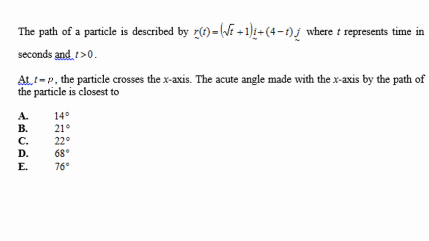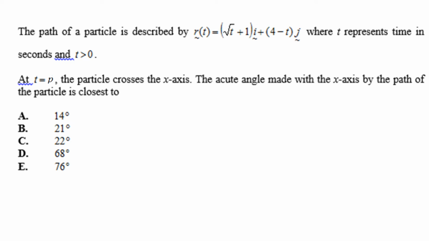All right, folks, welcome to the final of our preliminary problems, reviewing previous work. Okay, what have we got here? We've got a position vector function changing with respect to time in 2 dimensions only, i's and j's. T represents time. Not sure why t can't be 0, but t must be greater than 0. So at some particular time, let's call it p, the particle crosses the x-axis.